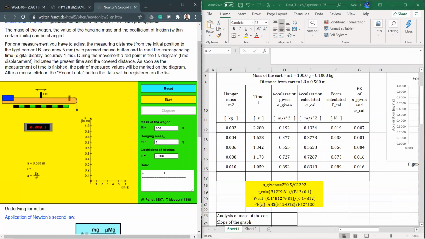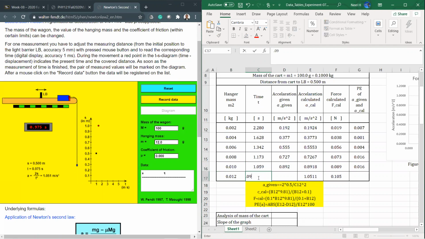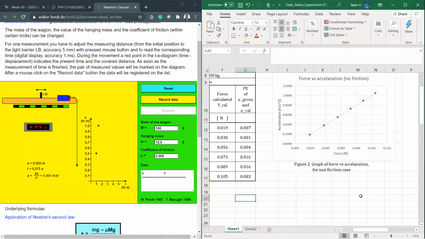Reset, 12 grams, start again. And we have 0.012, and the time is about now 0.975. Then your acceleration is 1.051, and acceleration cal is almost the same. Okay. This PE value, just leave it. We can take a look at the end, but why it is not reading it correctly.